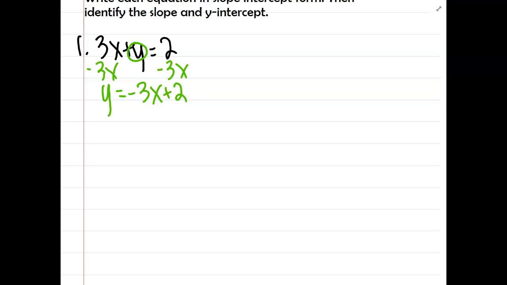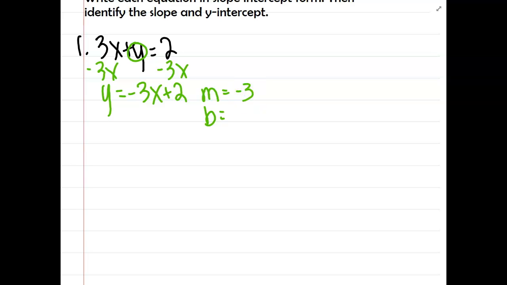The next thing we want to do is identify the slope, which is your m, and the y-intercept, which is your b. Remember, we're writing these in the form y equals mx plus b. So the m is the number in front of the x. So the slope of this line is -3.